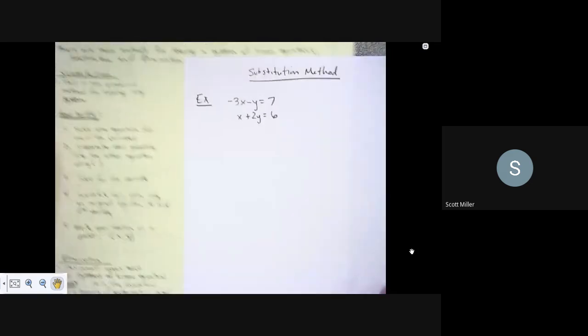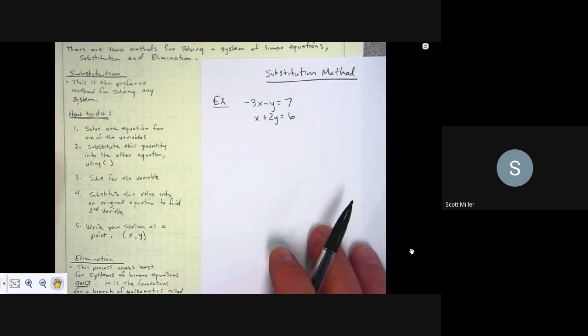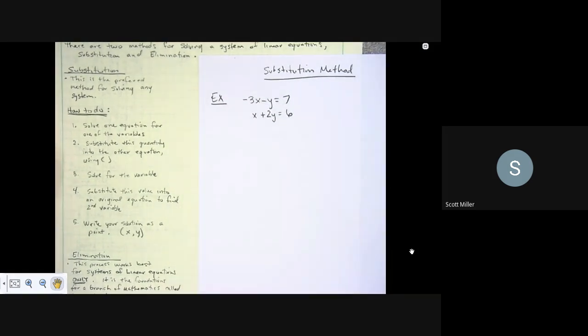So here is the substitution method, and we're going to do an example as I show you the steps we're going to follow. Substitution is the preferred method for solving any system. Sometimes it's a little more challenging, but I've shown you both so that you can use whichever one you feel more comfortable with for linear systems. Please remember that you will also be asked to solve systems that are non-linear, and substitution is the technique you're going to want to use. So here's how it works.